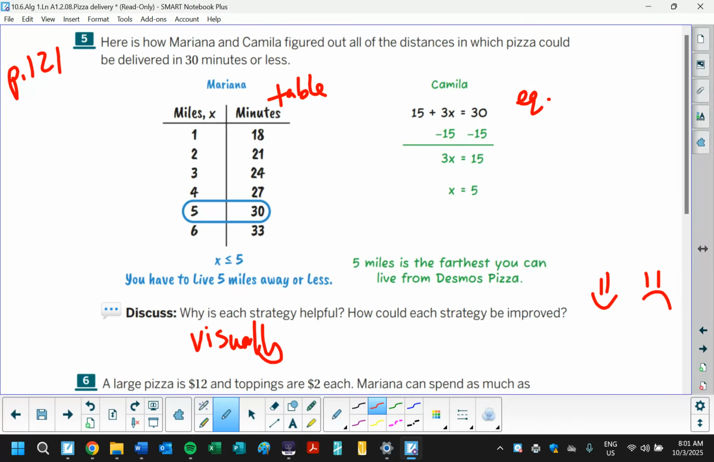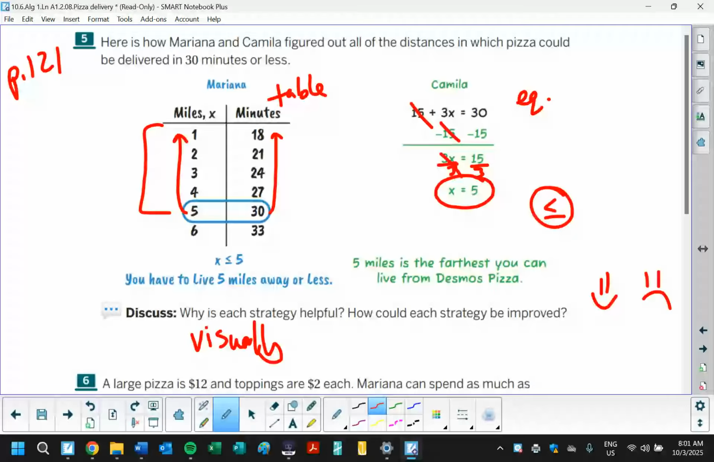Now, I noticed she circled 5, but for the record, all of those numbers are also 30 minutes or less, so it includes visually the fact that there's more than one solution. Meanwhile, Camilla's doesn't really show more than one solution. On the other hand, it does show the algebra steps, which we're used to. Take 15 away from both sides, keep it fair, keep it balanced. She doesn't show her divide by 3, but she does do that. We just don't really see the fact that this is an inequality statement.